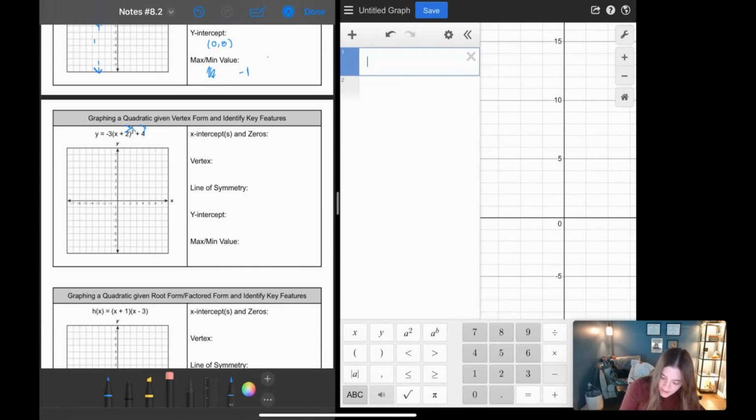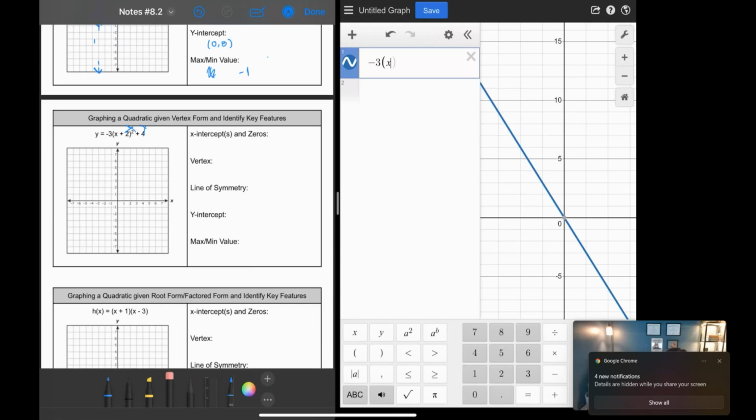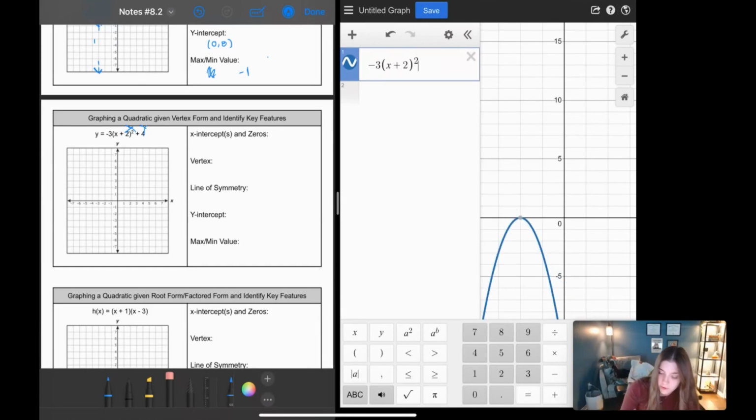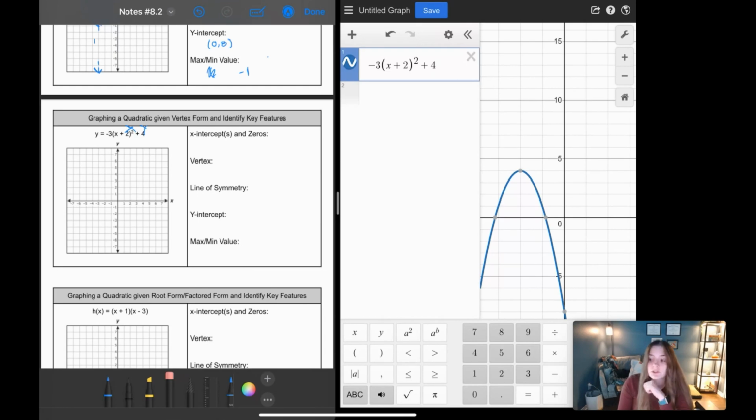So I'm going to say -3. Maybe, there we go, -3. Parentheses, make sure you don't forget those parentheses. X plus 2, parentheses. Okay, now squared, make sure we want squared, not 2, plus 4. Now, sometimes you have to make sure with your Chromebook that you hit the arrow. You want it to look exactly like that. Okay, and then look, it graphed everything for you.